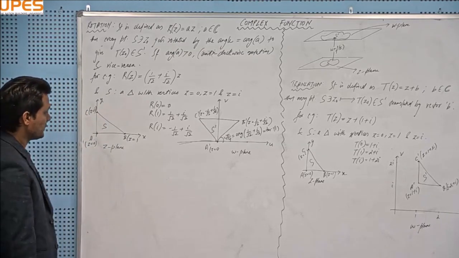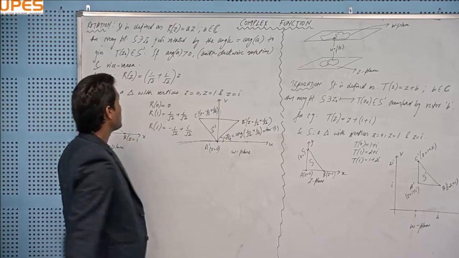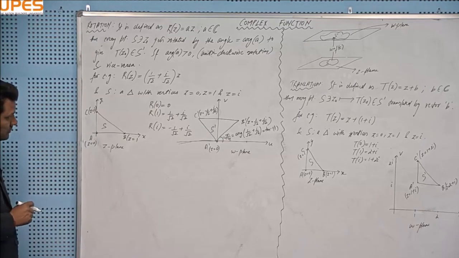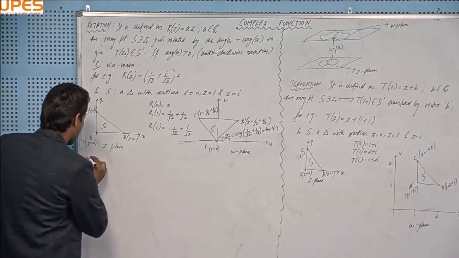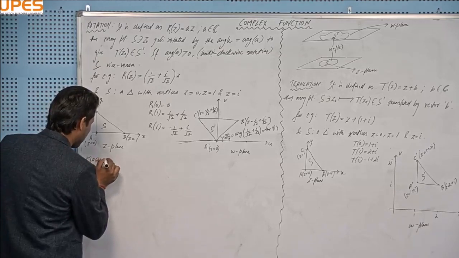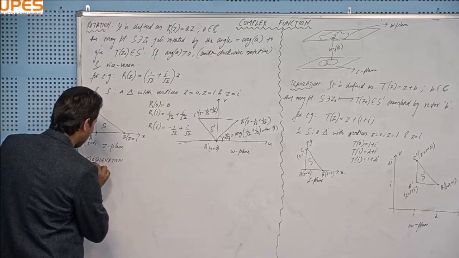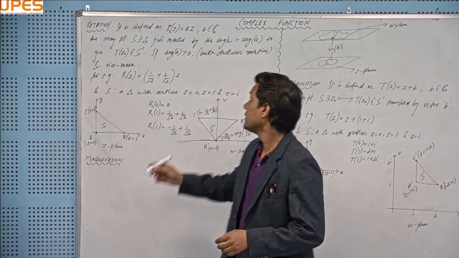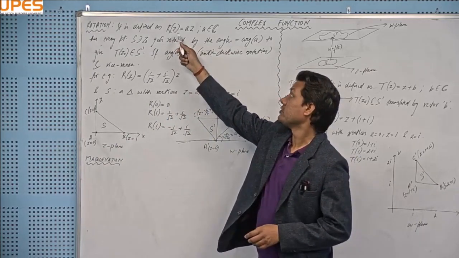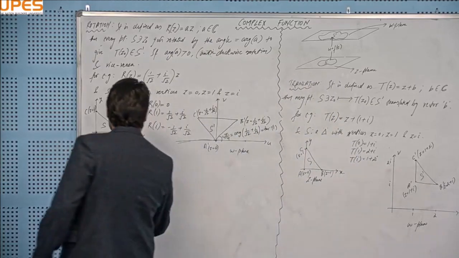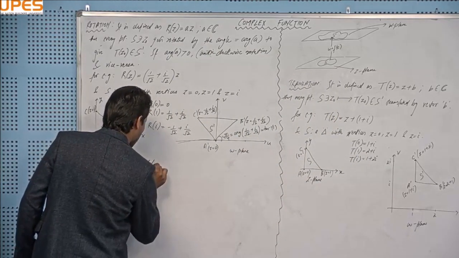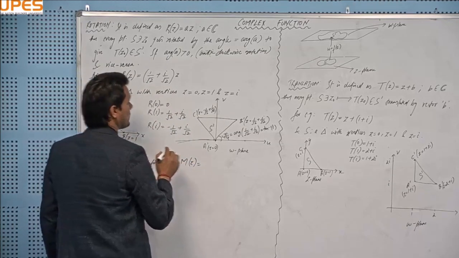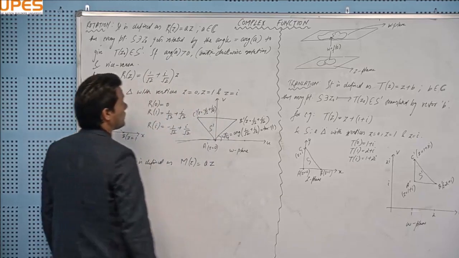So this is the idea behind rotation, right? And now I will be taking the third, which is called magnification. Magnification is defined in the same way: M(z) equal to a z, right?